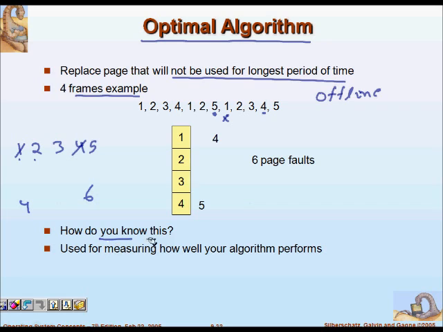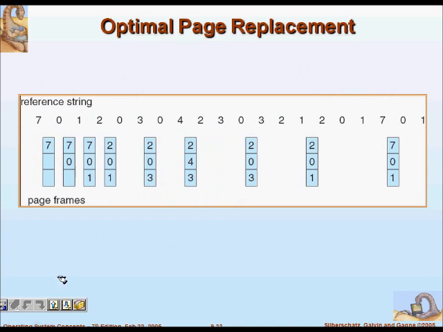So 6 page faults. How do you know this? It is used for measuring how well your algorithm performs. You cannot know this pattern sequence because it's online. How your code is accessing pages, you will never know. So this is just an offline algorithm which will give you the best, minimum number of page faults, but you can never use it because it assumes that we already have the sequence.